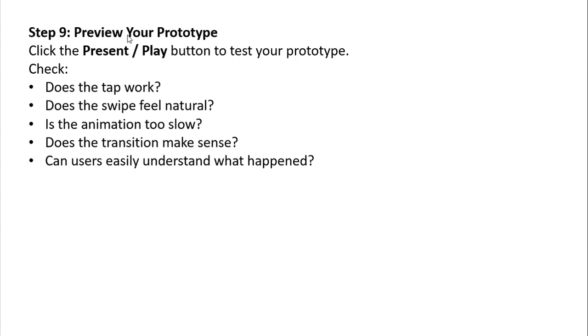Step 9 is to review your prototype. Click the present and play buttons to test your prototype. Check whether the taps work, whether the swipes feel natural, whether the animations are too slow, whether the transitions make sense, and whether the user can easily understand what has happened.